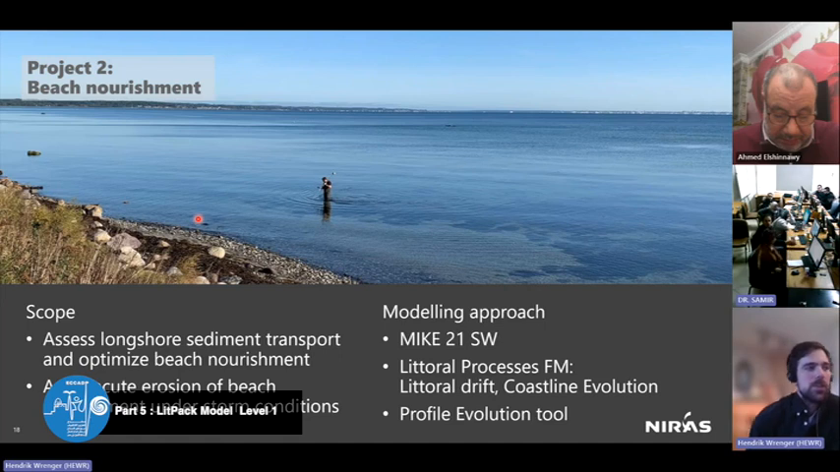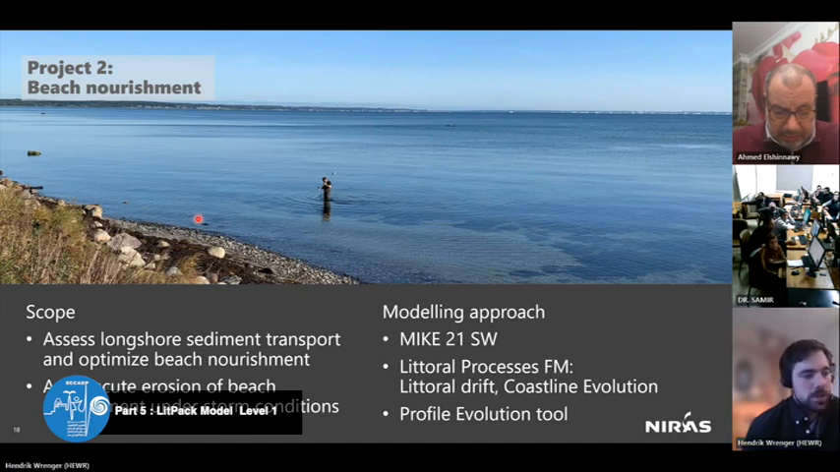Thanks. Okay. So there's two more projects I wanted to have a look at with you, and both also in Denmark. So the next one is a beach nourishment. Similar to the first one, but in this case there is no establishment of a new orientation planned, and also not possible, as we will see in a second. So the scope again is to assess the longshore sediment transport and optimize the beach nourishment, and to assess the acute erosion of the beach nourishment under storm conditions.